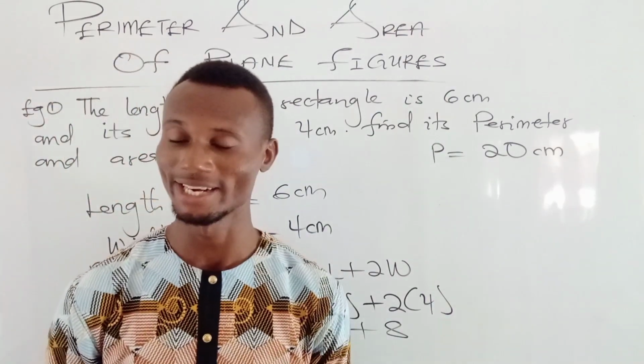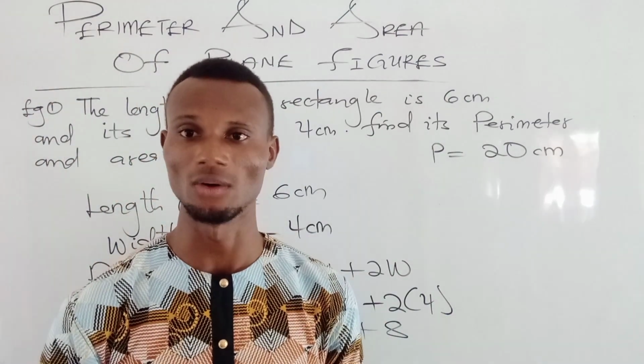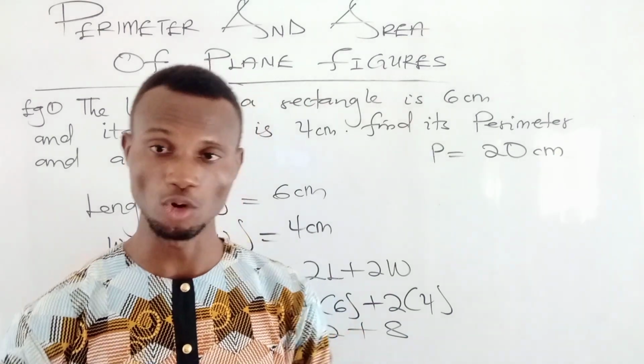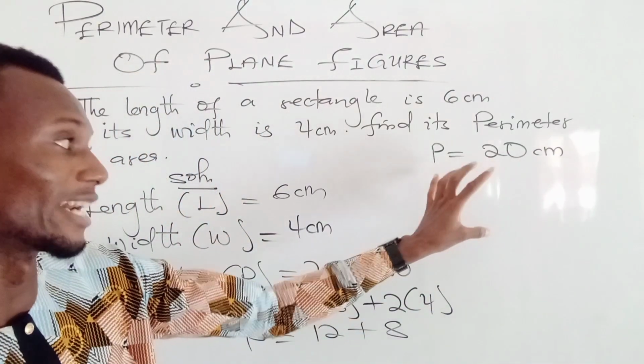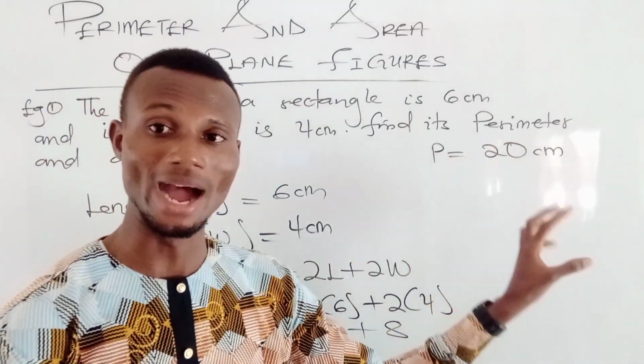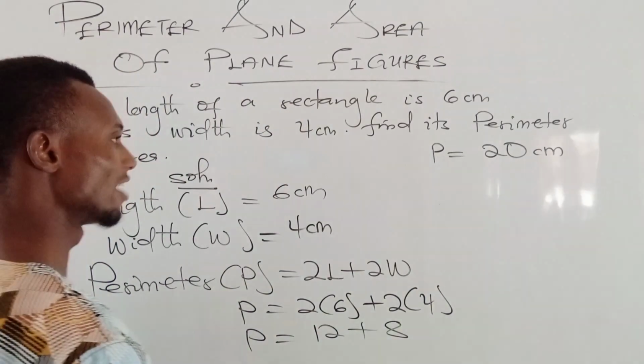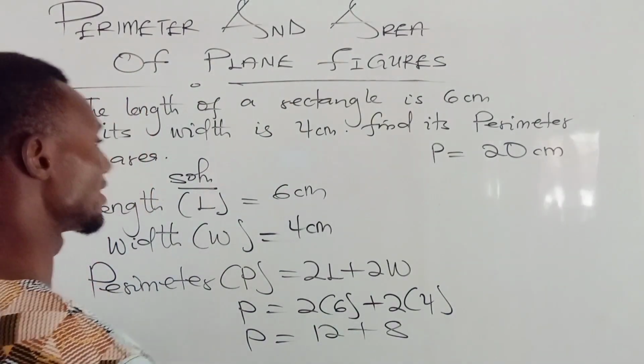Now let's go ahead and find the area as well, because we are being asked to find the perimeter and also the area. Now that we are done finding the perimeter, let's go ahead and find the area as well. So let's write down the formula for finding the area of a rectangle.